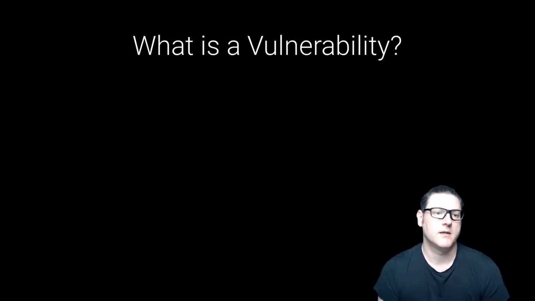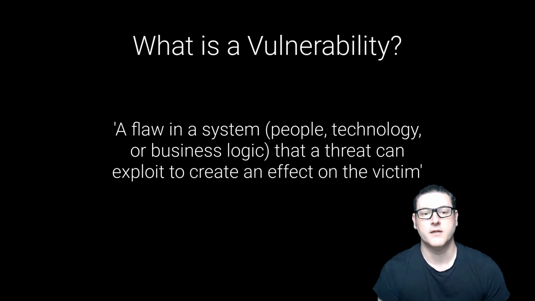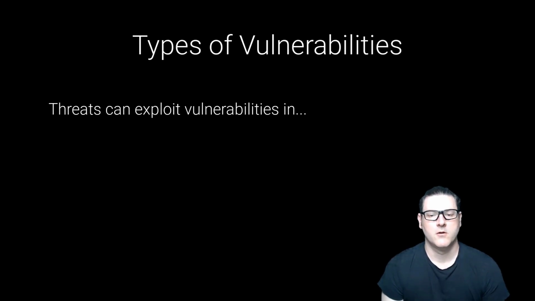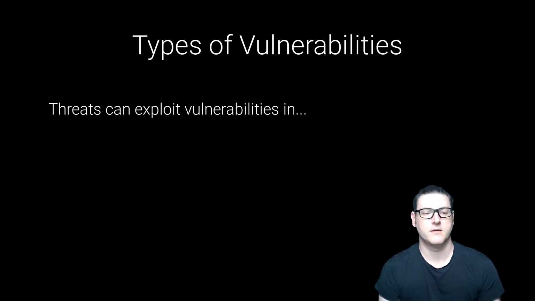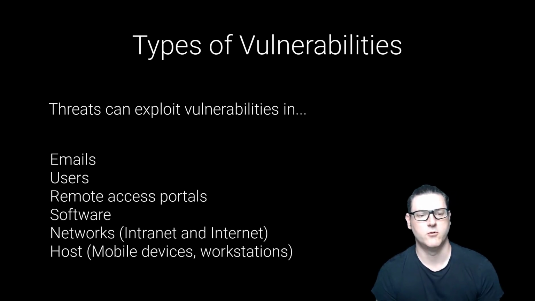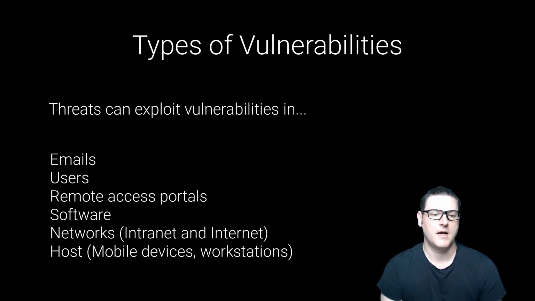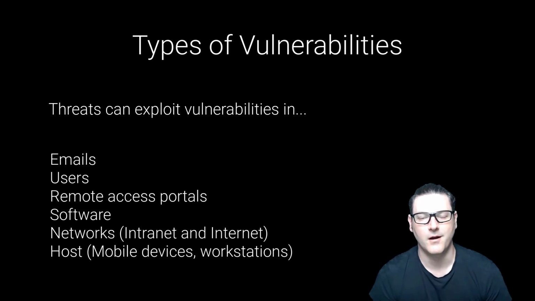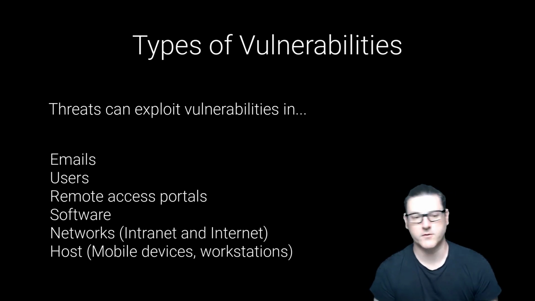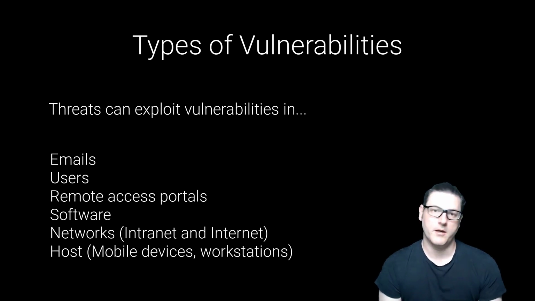What is a vulnerability? Again, simply put, it's a flaw in a system, be that either people, technology, or business logic, that the threat can exploit to create an effect on the victim. So we've got some types of vulnerability listed there. So email, users, remote access portals, software, network, both intra and internet, and host. That's just a fancy word for either a computer or a phone or a tablet or things like that. So these are types of vulnerabilities that can be exploited.